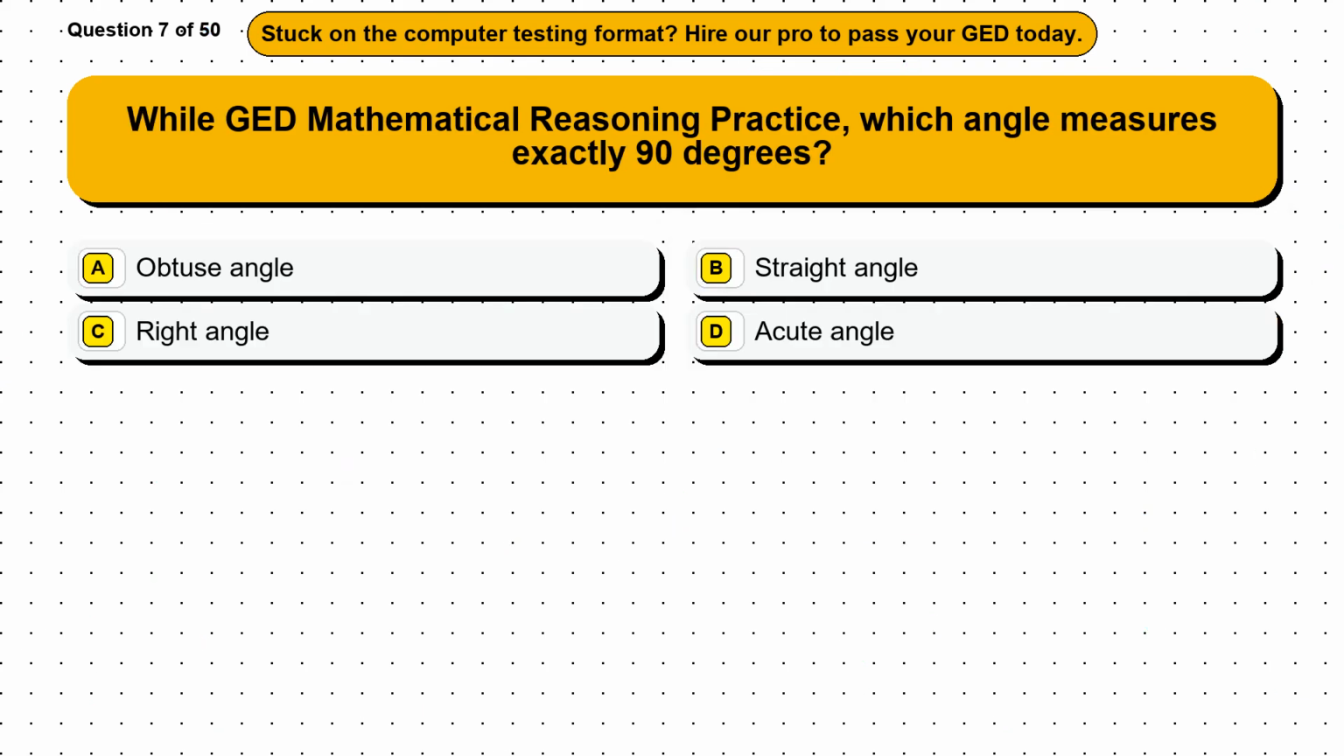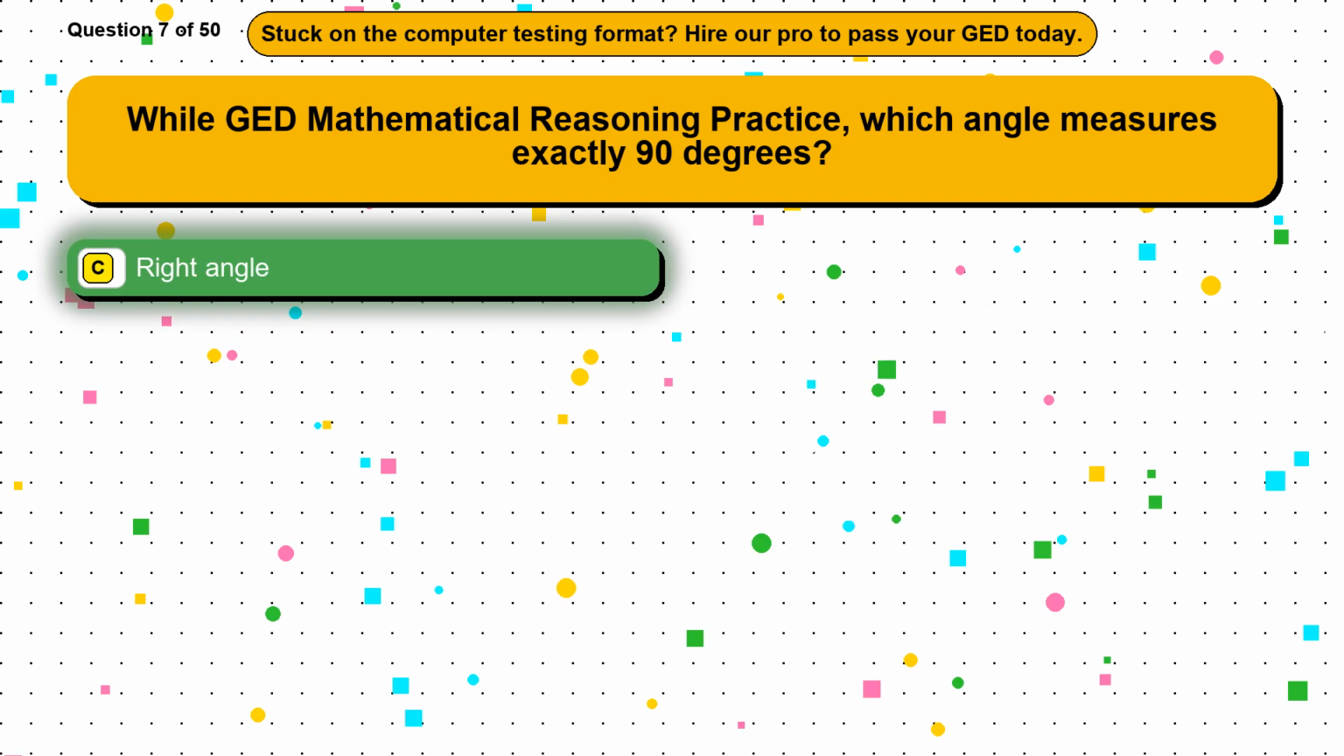Question 7. While GED Mathematical Reasoning Practice, which angle measures exactly 90 degrees? Option A obtuse angle. Option B straight angle. Option C right angle. Option D acute angle. The correct answer is option C.